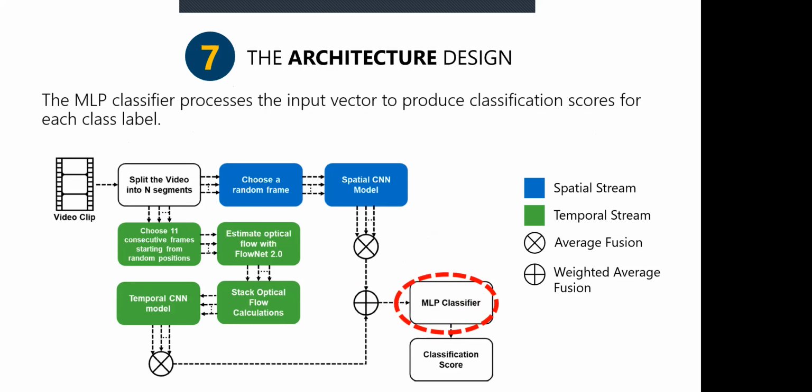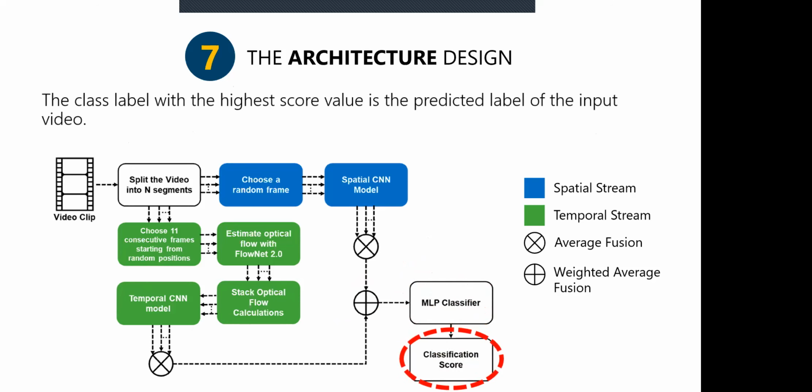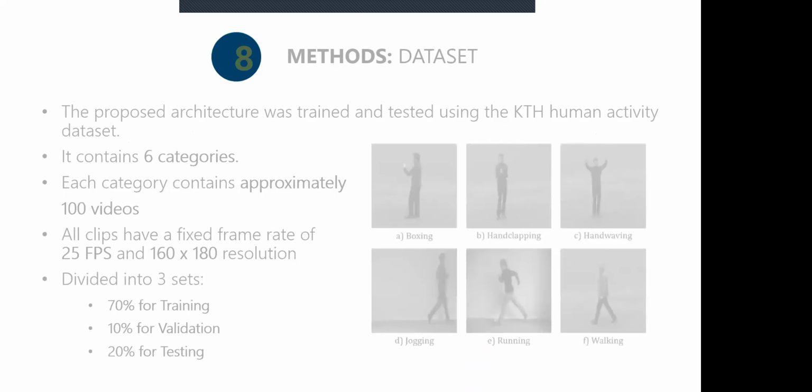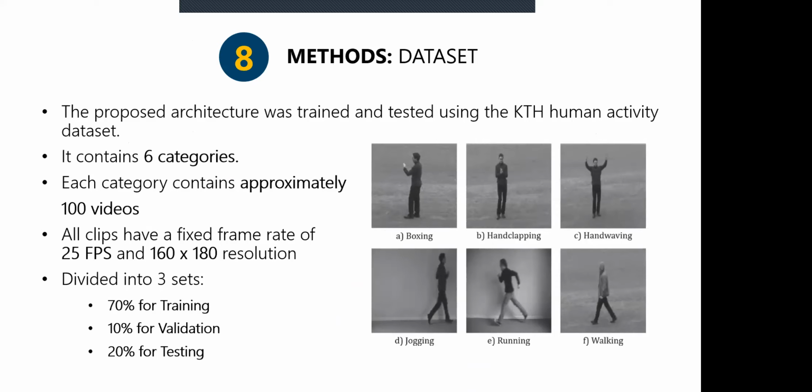The MLP classifier processes the input vector to produce classification scores for each of the class labels. And then finally, the class label with the highest score value is the predicted label for the input video. So this architecture was trained and tested using the KTH human activity dataset, which consisted of 6 actions, namely boxing, hand clapping, waving, jogging, running, and walking activities. Each category contained approximately 100 videos.